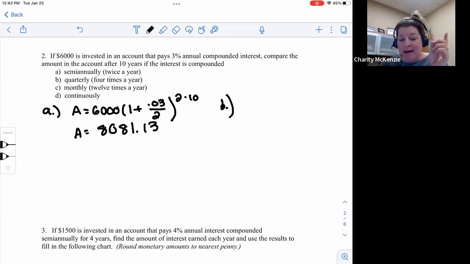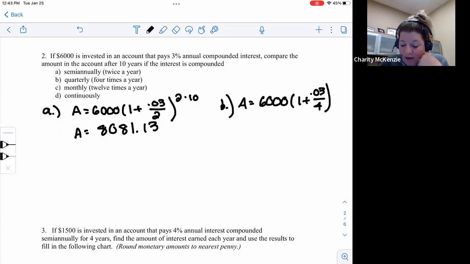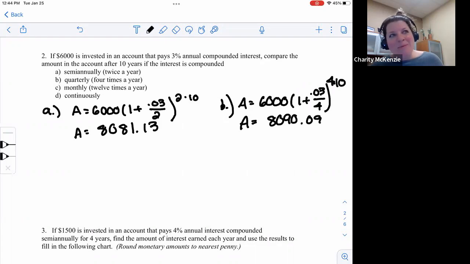Okay, so part B is the same thing, but what do we change when we say quarterly? We change the 2, the semi-annually, to a 4. So it's the same idea, 6,000 times 1 plus 3%, but now we're going to divide by 4 for quarterly. Oops, it doesn't look like a times in between. 4 times 10 up there. Okay, so I'm going to hit second enter on the graphing calculator, and then I can just go in and change the 2 to a 4 on a couple places here, because it's all the same, and I get $8,090.09. Okay, not a ton more money, but still more money, right? Okay, and it really does show like it's not that much more money. What is why I like this problem.